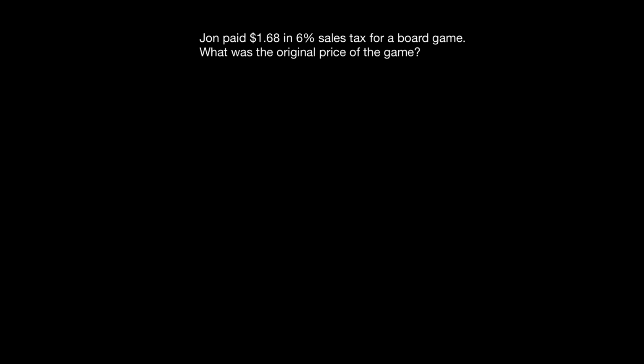A ratio box looks like this. It has two columns. One column we label ratio, and the other one we label actual. This is a percent increase problem. These frequently come with a before. We want to know the before price of the board game, the increase, which is this 6% sales tax, and the after price, although it's not asking for an after price here.